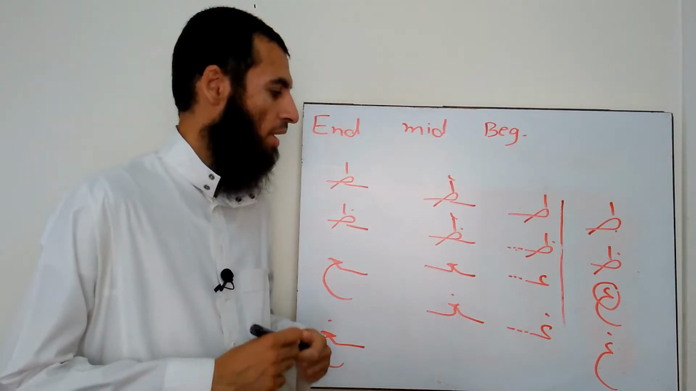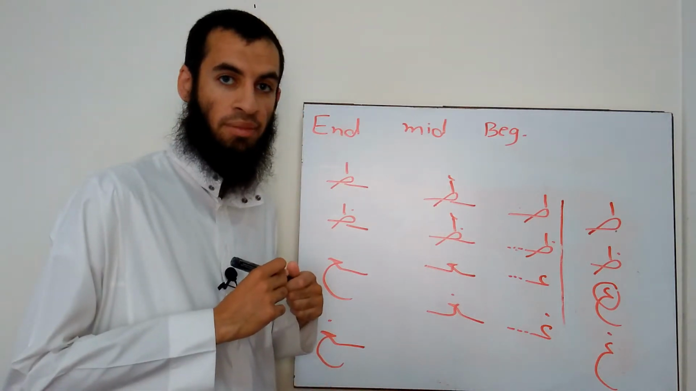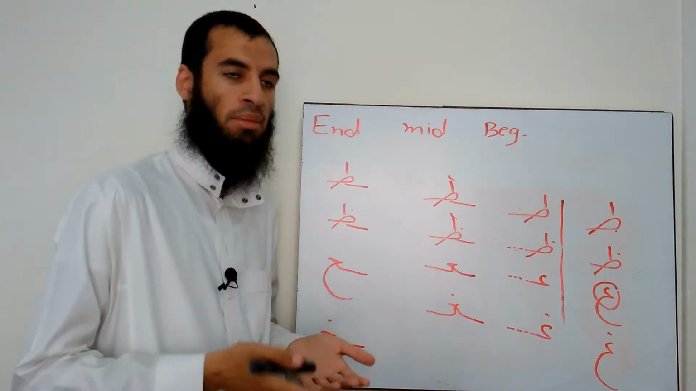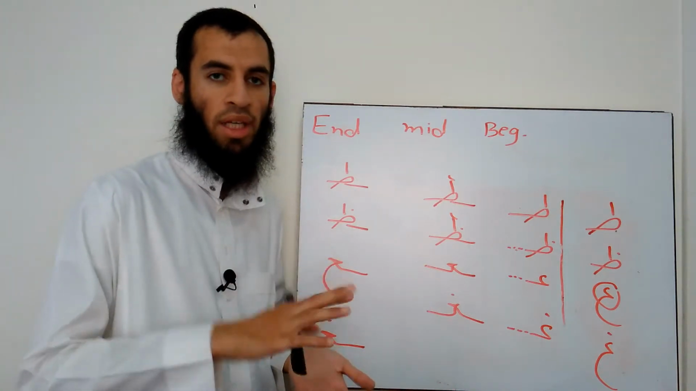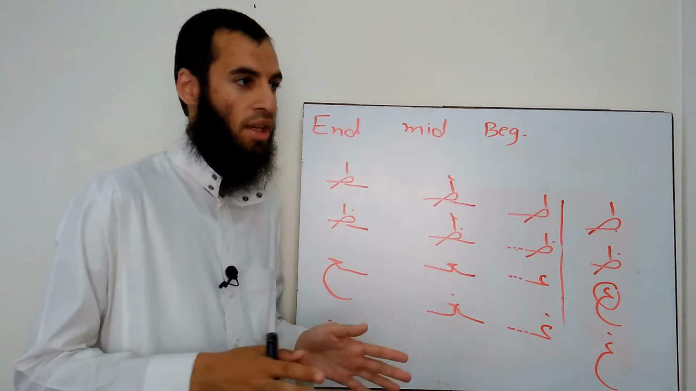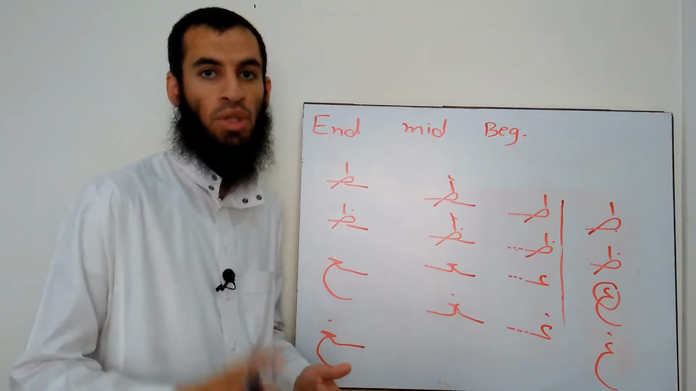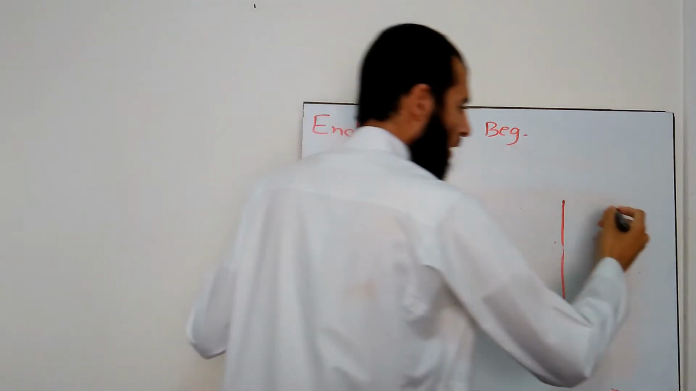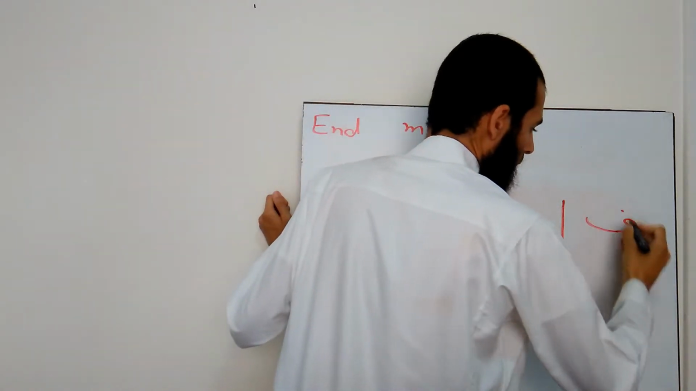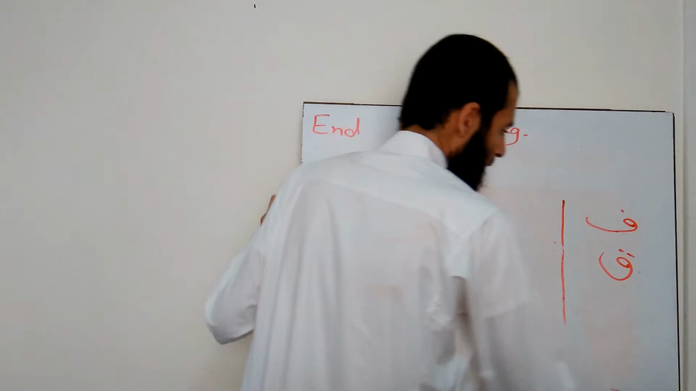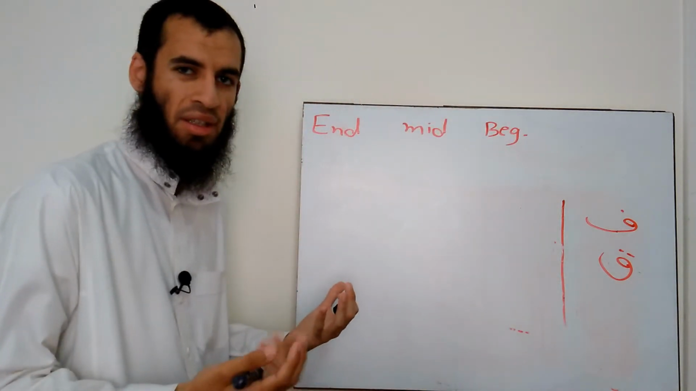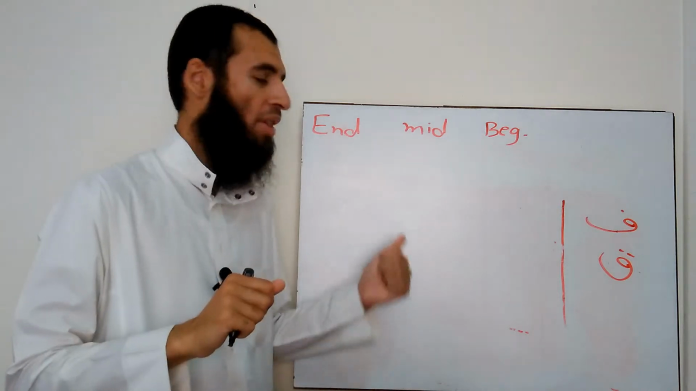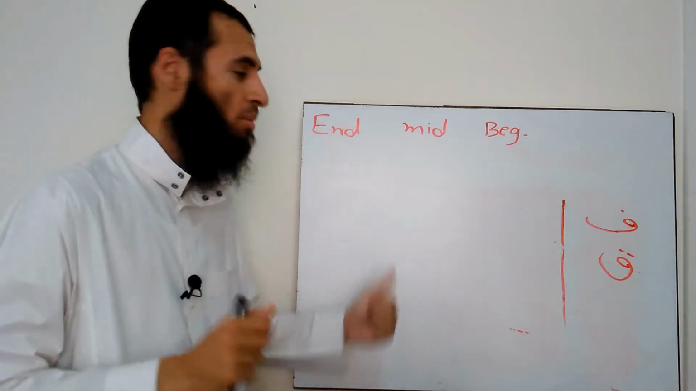Move to the next letters after letter ghain. Fa and qaf and kaf and lam and mim and noon, ha, hamza, waw, ya. Okay, these letters have no similarities, as we studied in the previous lesson. Let's start with fa and qaf. These are the last 2 letters that have some similarities, letter fa and qaf. By the end of the word it will have the same shape.